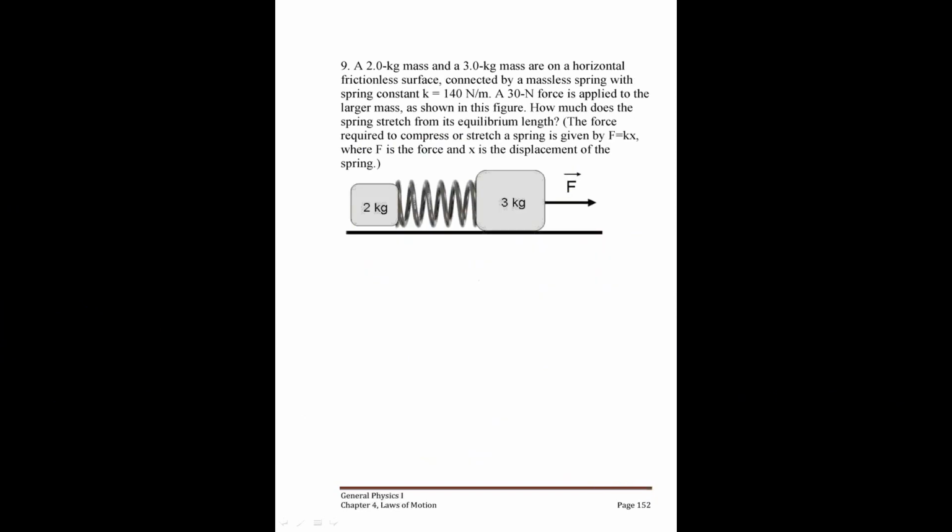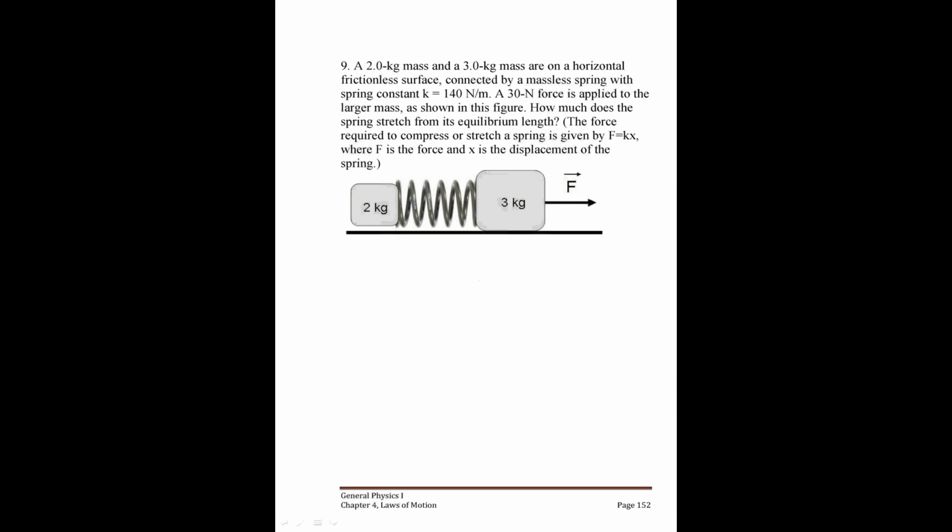Okay. A 2 kilogram and a 3 kilogram mass are on a horizontal frictionless surface connected by a massless spring with a spring constant of 140 newtons per meter. A 30 Newton force is applied to the larger mass, as shown in this figure. How much does the spring stretch from its equilibrium length?